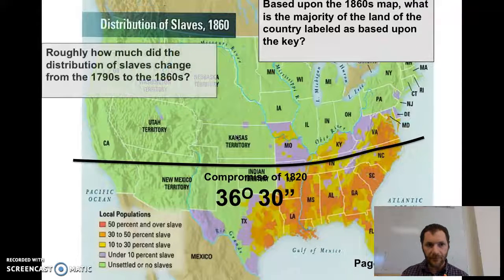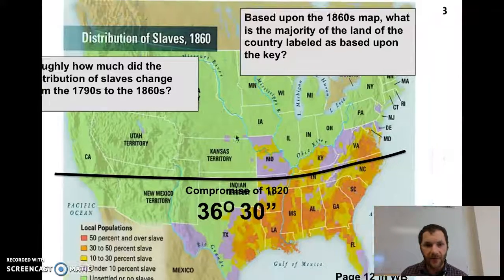So roughly how much, a question I want us to look at too, is roughly how much did the distribution of slaves change from the 1790s to the 1860s? We pointed that out a little bit ago.